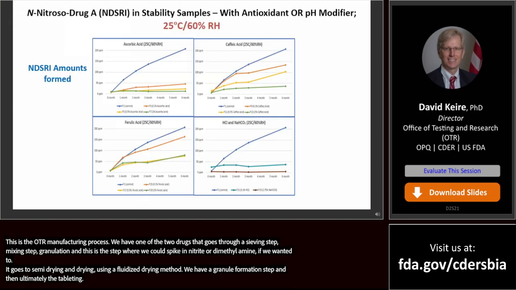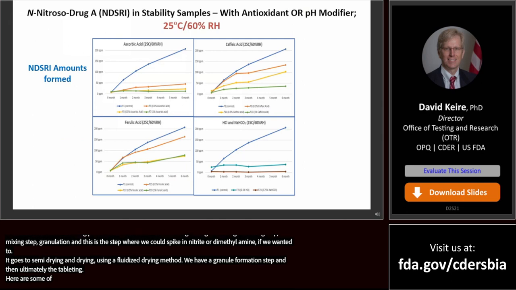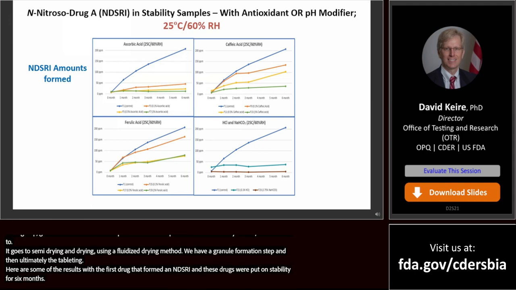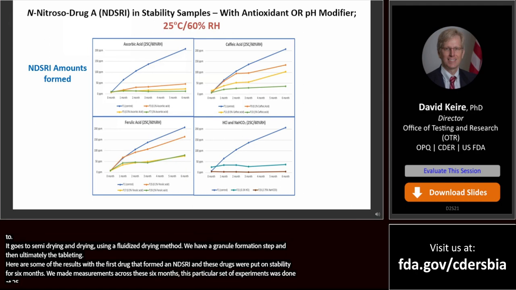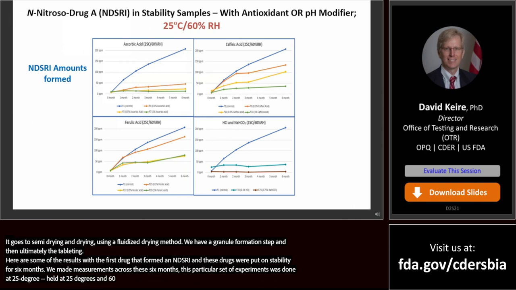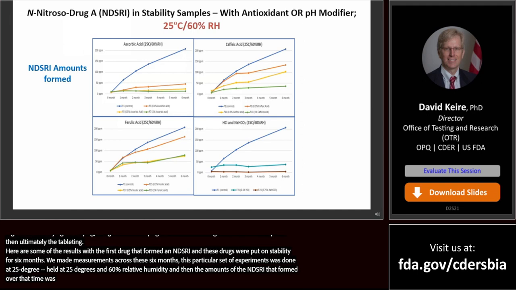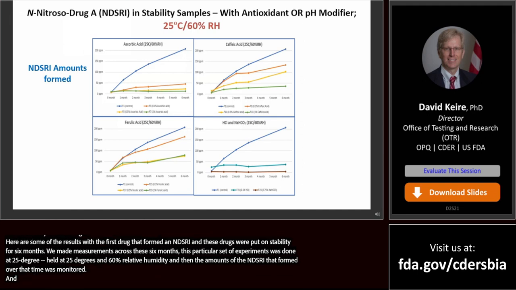So here are some of the results with the first drug, which formed an NDSRI. These drugs were put on stability for 6 months, and we made measurements across these 6 months. This particular set of experiments was done at 25 degrees C and 60% relative humidity, and the amount of the NDSRI that formed over that time was monitored. There are 3 different antioxidants: ascorbic acid, caffeic acid, and ferulic acid. And then we also applied either acidifying or sodium bicarbonate to make the formulation basic in this panel here.